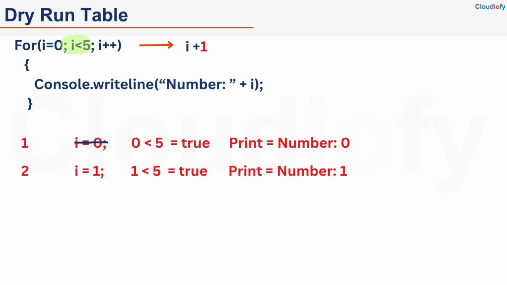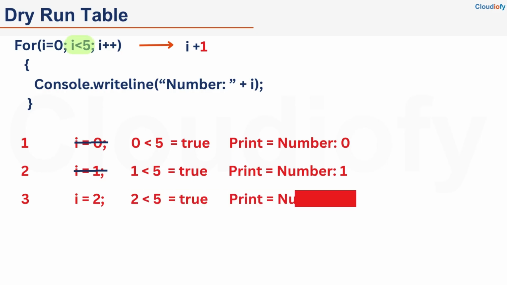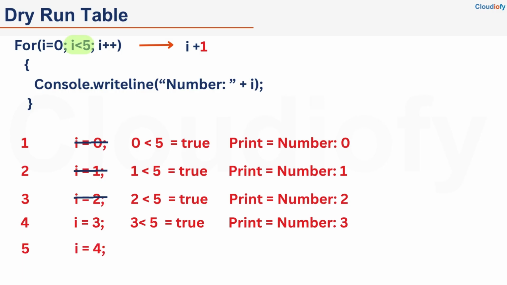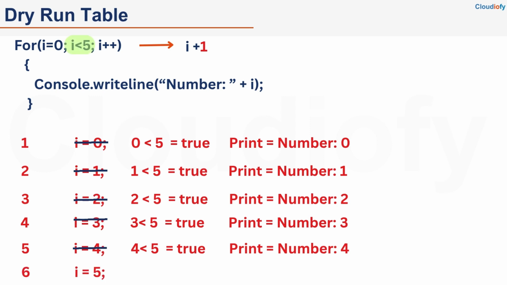Print number 1. Now i becomes 2. Still less than 5. Yes. Print number 2. Same as iteration 3 and 4. We print number 3, then number 4, and now i becomes 5. Now check, is 5 less than 5? No. The condition is false, so the loop stops. I hope you understand. Now let's learn about the while loop.